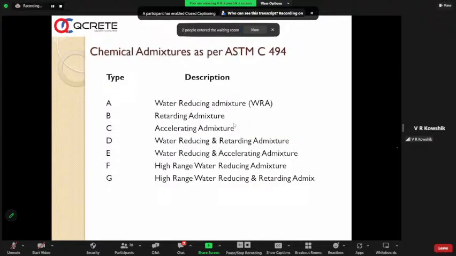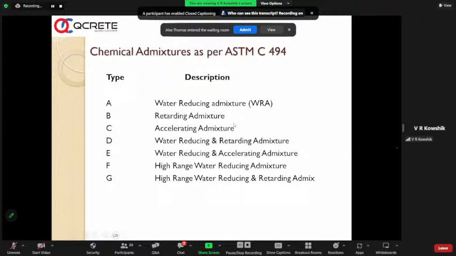Here is a list of the types of admixture as per ASTM C494. We are talking about the shift from earlier, when the popular use was ASTM C494 Type D admixture, basically a lignosulfonate based admixture.